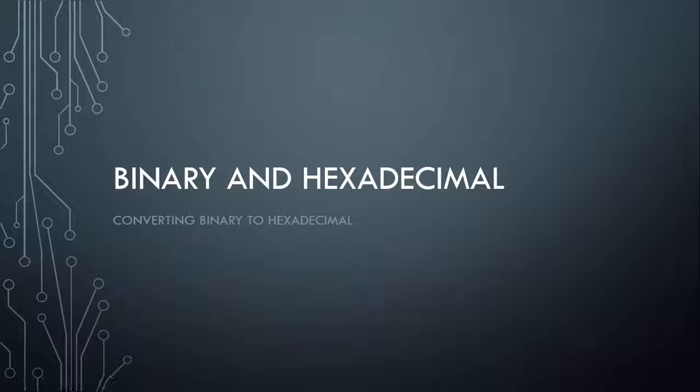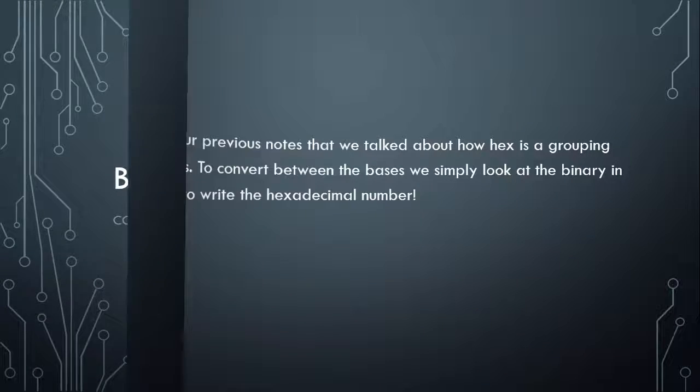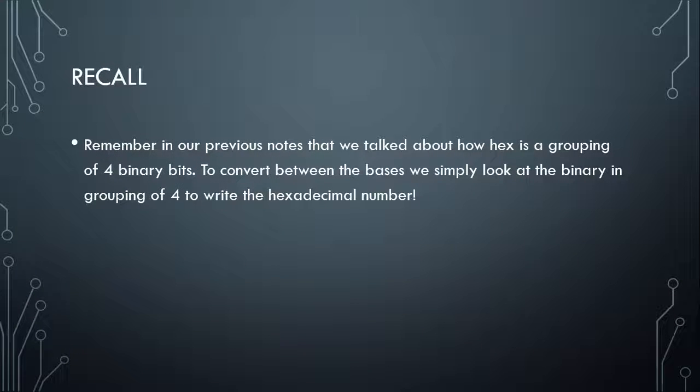And welcome back, students. Today we're going to discuss converting binary to hexadecimal. So recall that in our previous notes we talked about how hex is like a grouping of 4 binary bits. So to convert between the bases, we're simply going to look at the binary in groupings of 4 to write the hexadecimal number. So this is an extremely easy conversion, a lot easier than when we had to do binary to decimal.